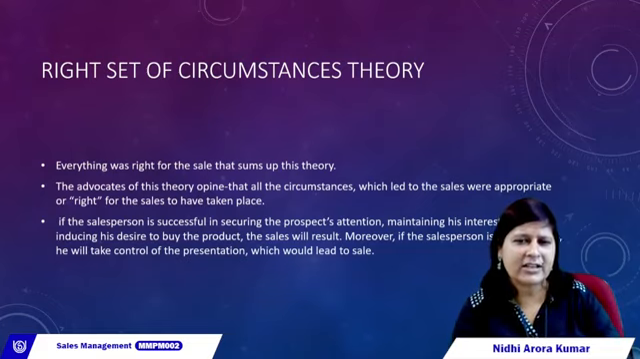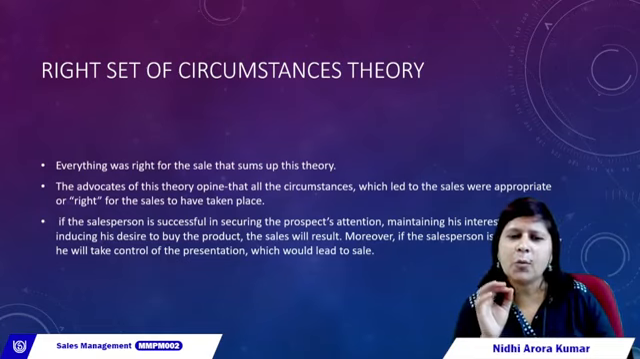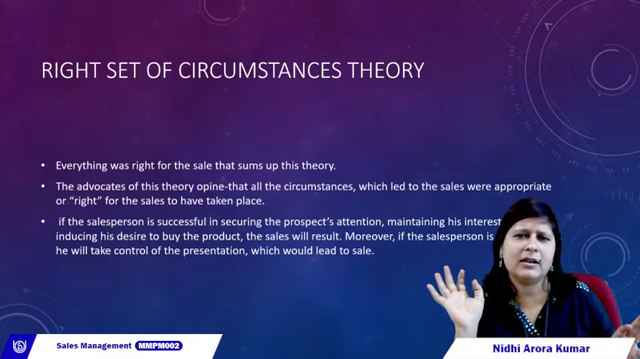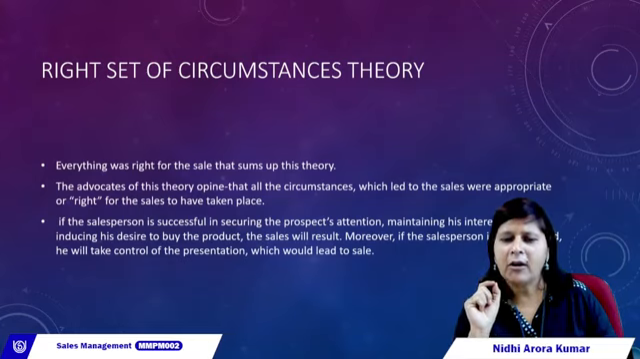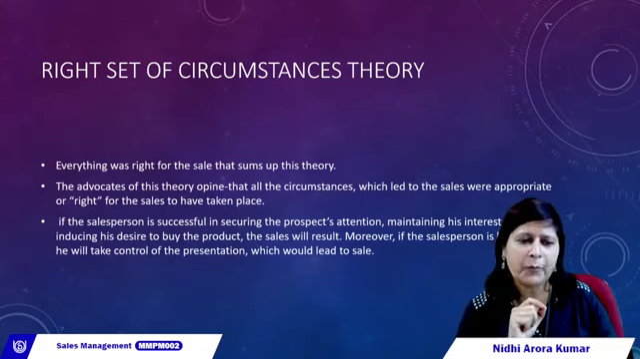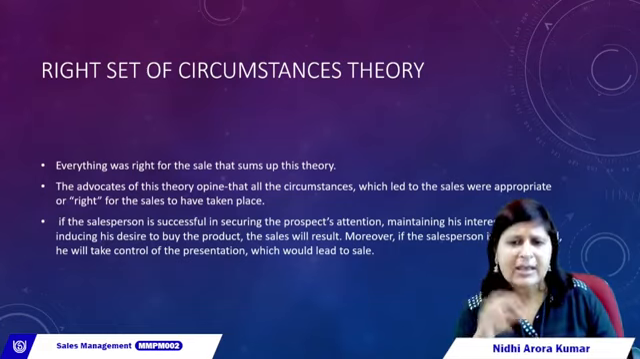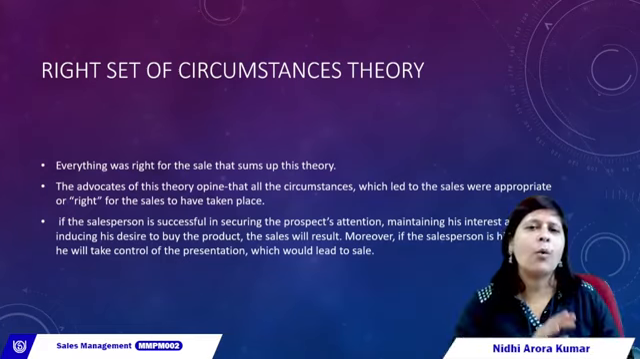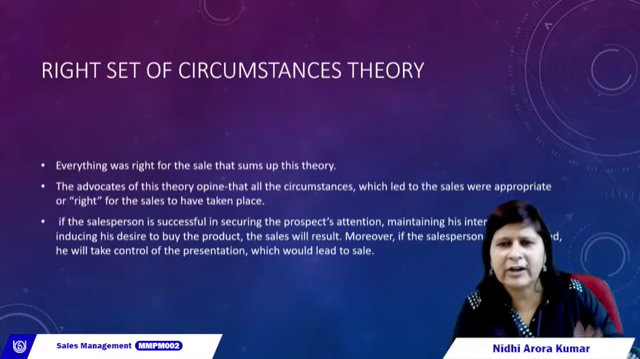Next theory is the right set of circumstances theory. What is the right set of circumstances theory? Everything was right for the sale. That sums up this theory. The advocates of this theory opine that all circumstances which led to sales were appropriate or right for the sales to have taken place, that everything was right for the sales.